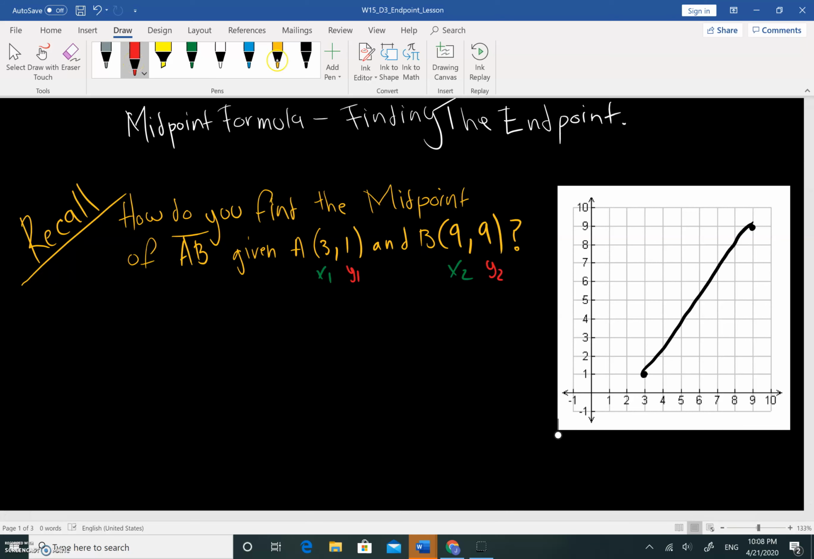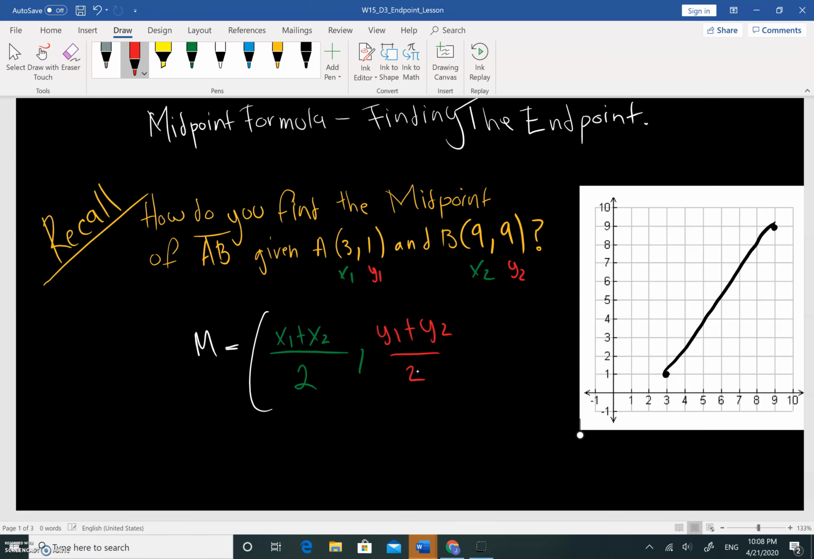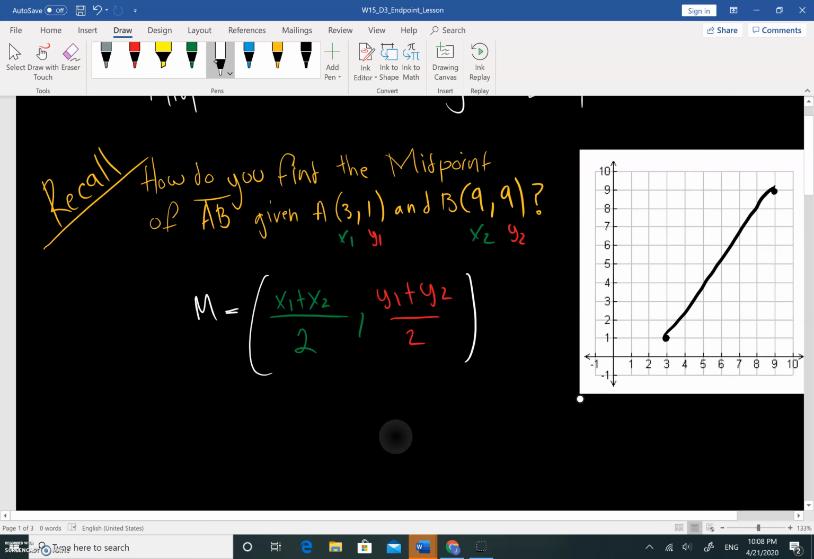Then what we have to do is plug it inside the formula, which is M is equal to the mean of the x's. Remember, the mean is to add them up and divide by the amount of numbers that you added, which in this case is 2. Then you do the same with the y's. You have 2 y's, so you add them up, divide by 2, and that should give you the midpoint, right?